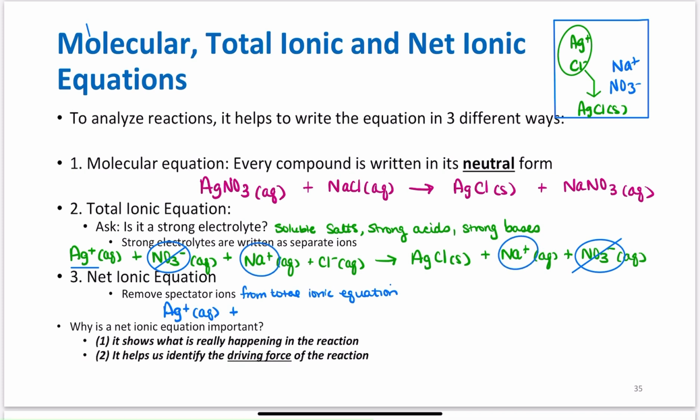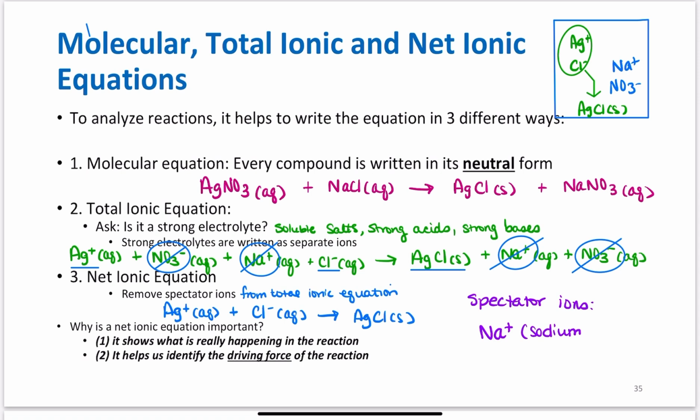Next up, I see sodium ions on both sides of my reaction. So again, sodium is a spectator here. Then I see the chloride ions, but there's no chloride on the other side. So I'm going to write plus Cl- aqueous. And the last thing I have is on the product side, silver chloride solid. So my spectators here are Na+, which is sodium ion, and NO3-, which is nitrate.